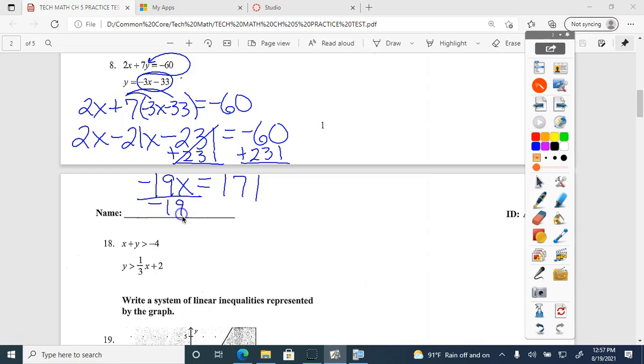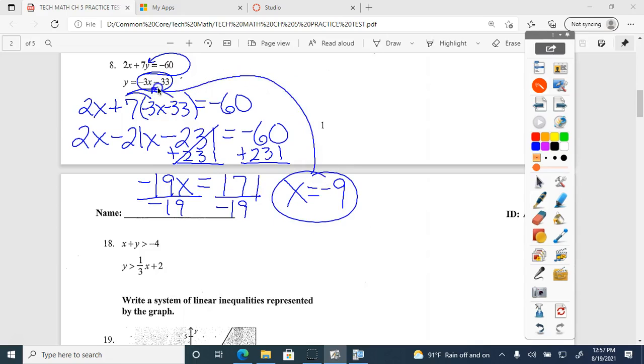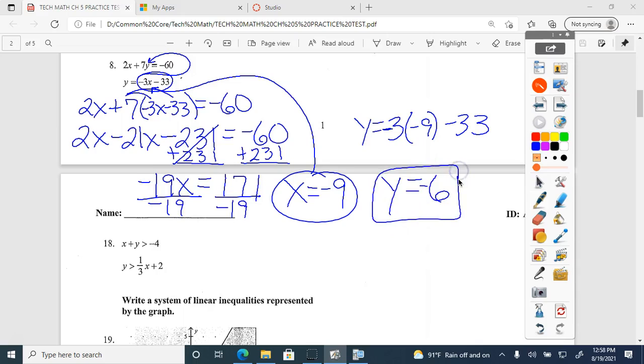Divided by negative 19. X is -9. Negative 9. Really? How about that? And then to get y, we take negative 9 and do what? Plug it in for x right there. So y equals negative 3 times negative 9 minus 33. That's 27 minus 33, which is negative 6. All right?